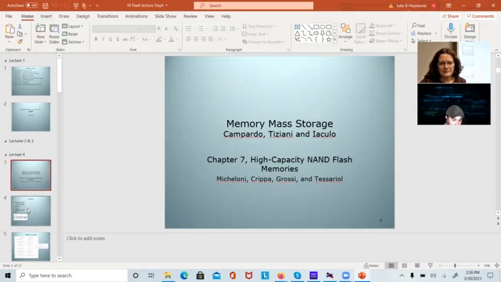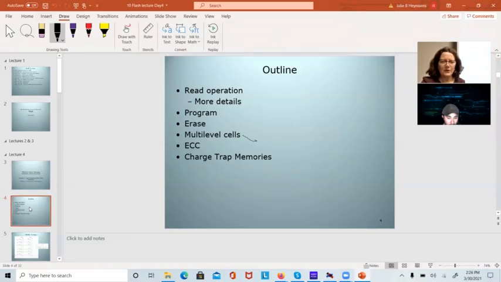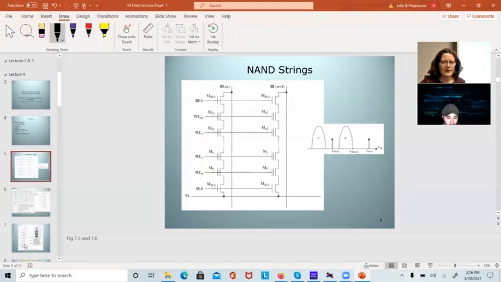Let's see. We're into chapter 7 now of the Micheloni book, and I believe that whole book is posted on PBLearn. So we're going to talk about the read operation in more detail, how you program, how you erase, how you program multi-level cells, error correcting codes, and charge trap memories, and then we'll move on into memories that are actually being commercially available now.